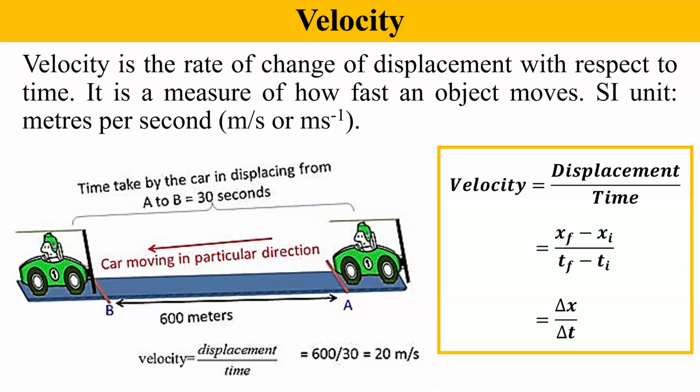Right? So you move from initial point A to some final point B, and there is also time. And you divide it. So it's a ratio of the displacement to the time, and it gives you the velocity, which is meters per second in terms of your unit. All right. Let's continue.